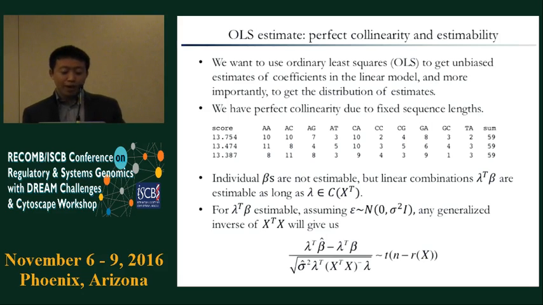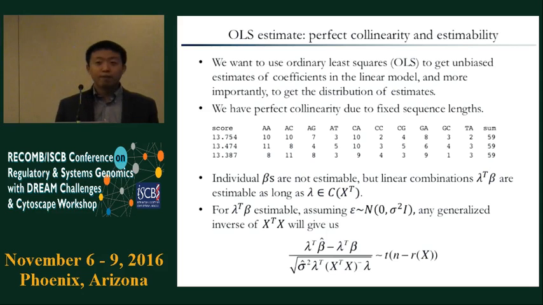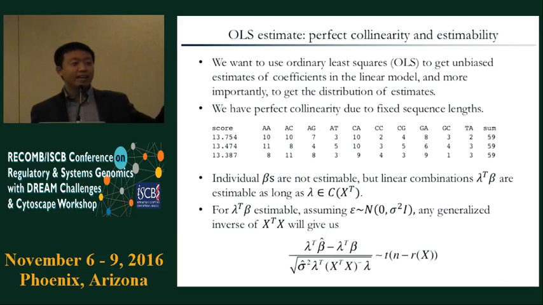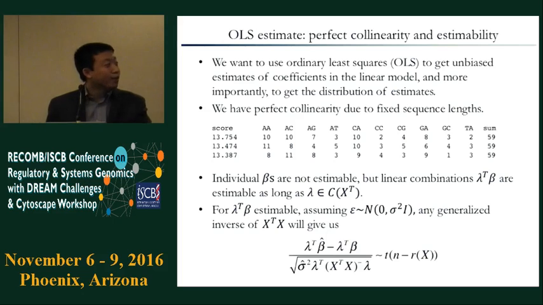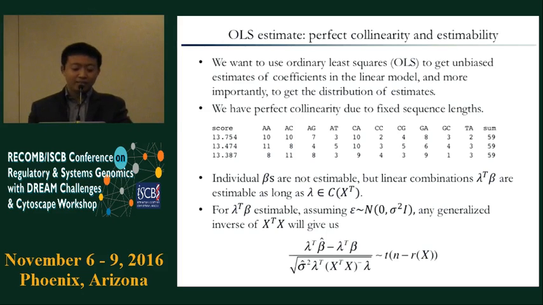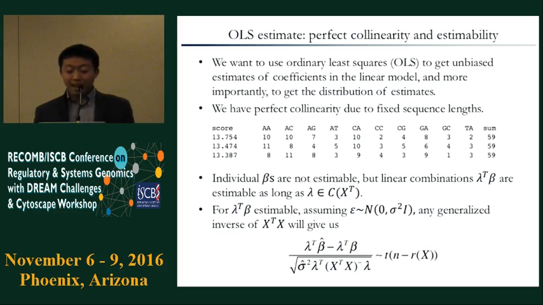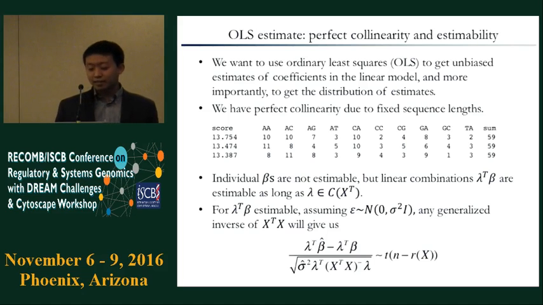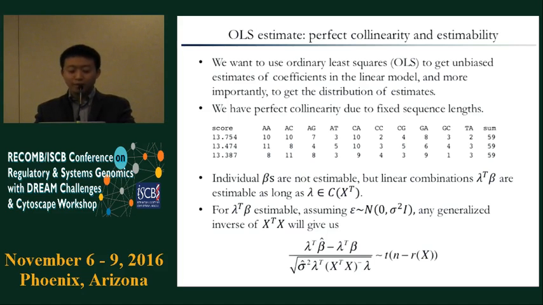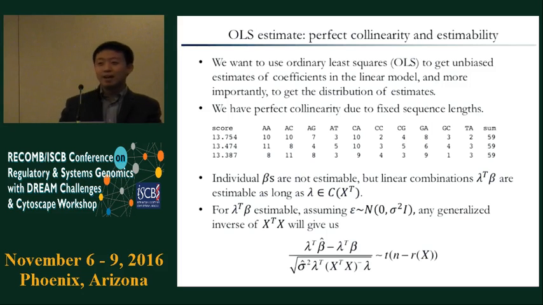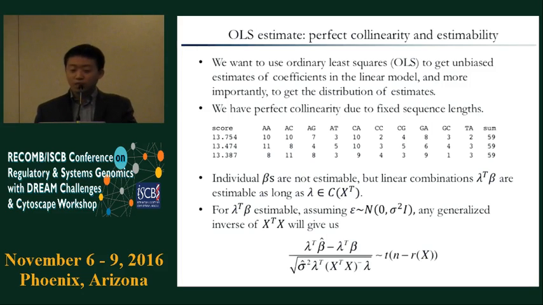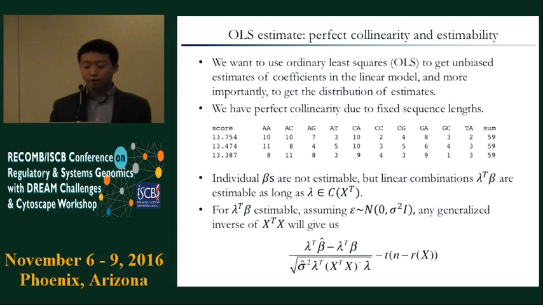There is one thing I need to point out: we have a perfect collinearity because we are using a fixed sequence length, which means if we add up all the counts of dimers, they will add up to the same number, and this column would be collinear with the intercept column. That means the individual betas are not estimable in the statistical sense. However, the linear combinations of the betas are estimable as long as the lambda is in the row space of the design matrix. And for any estimable function, we can derive the distribution of the function.